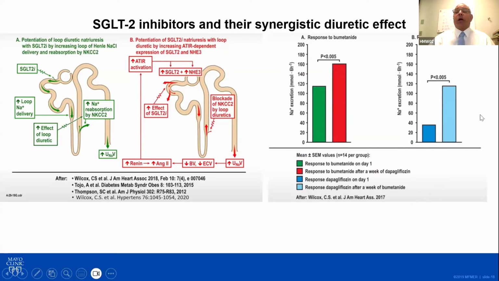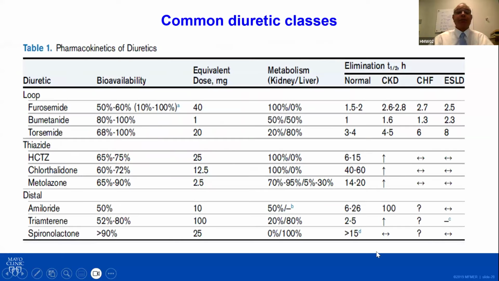So I'm not going to talk anymore in this discussion about SGLT2 inhibitors, but I just wanted to tell you that because diabetes is rising, obesity is rising, NASH cirrhosis, or MASH cirrhosis as they call it now, is rising, you will see patients coming to you already on SGLT2 inhibitors. And if you're going to give them Bumex or Lasix or any other diuretics, you just have to be mindful of the synergistic effect.